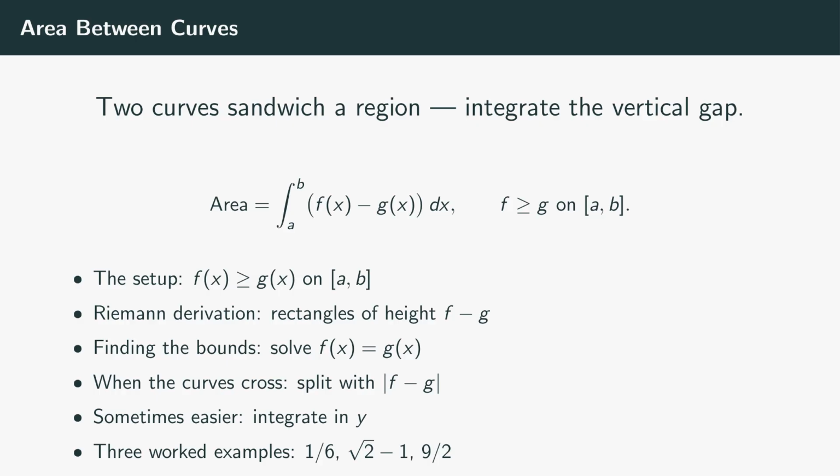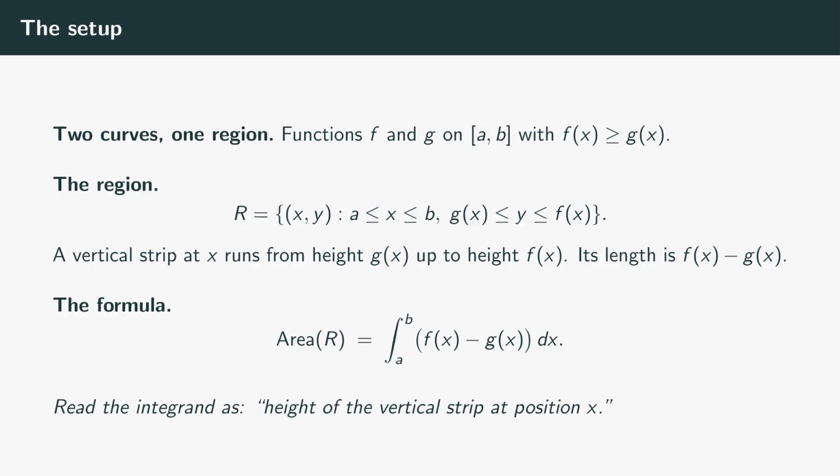That's it. Today, we'll derive that formula from the Riemann picture so it feels inevitable, find the bounds by intersecting the curves, handle the case where the curves swap which one is on top, and learn a useful trick. When the picture is more naturally horizontal, integrate in y instead of x. 3 worked examples to lock it in. Let's go. Let me say this carefully.